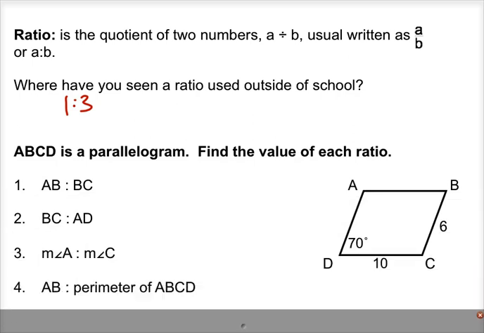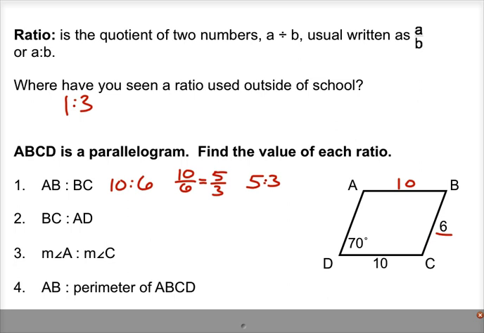Looking at a problem. ABCD is a parallelogram. Find the value of each ratio. Number 1 wants the ratio of AB to BC. I'm just going to start by writing them down. AB, I see the top is going to be the same size as the bottom, so AB is going to be 10. BC they have listed over here as being 6. I think of 10 to 6 as the fraction 10/6 and reduce the fraction. They're both divisible by 2, so I can reduce to 5/3. Or if I want to, I could have left it written with the colon as 5 to 3.